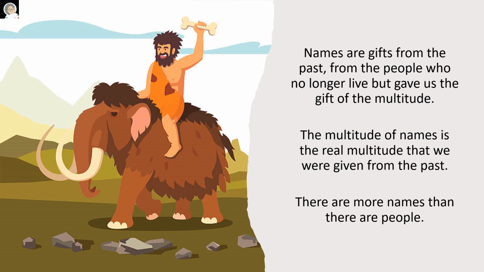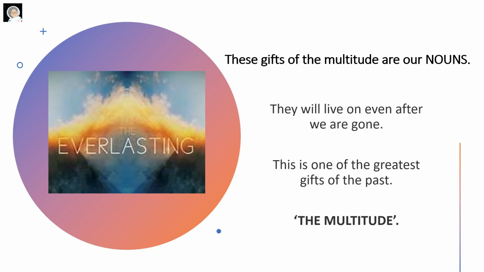There are more names than there are people. These gifts of the multitude are our nouns. They will live on even after we are gone. This is one of the greatest gifts of the past, the multitude, the everlasting.